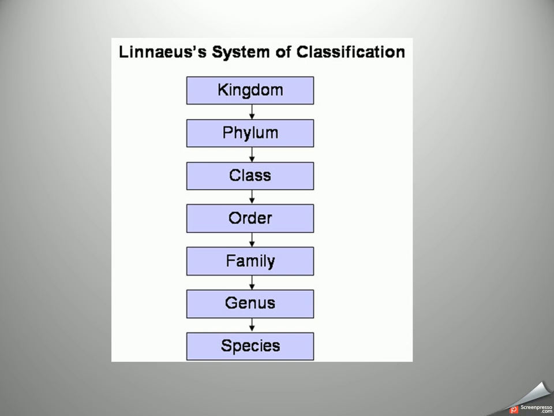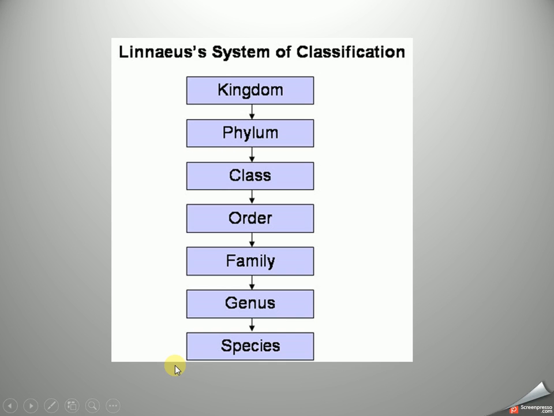So you have to know Carl Linnaeus' system of classification. That is this right here. And easy peasy, it's kings play chess on fine glass sets. Those are the order of everything that you have to remember. Make sure that you don't just remember kings play chess on fine glass sets. You've got to know what all of it stands for.